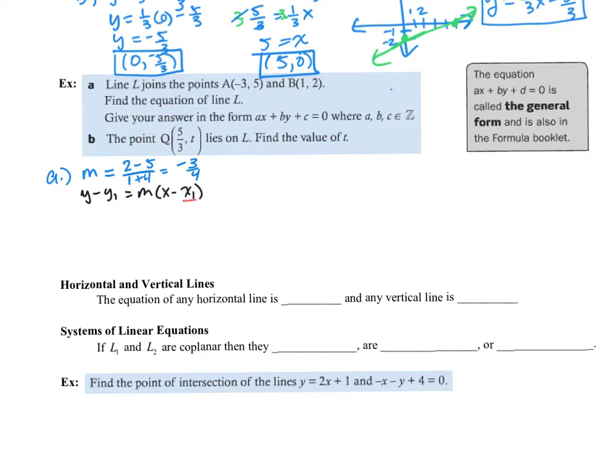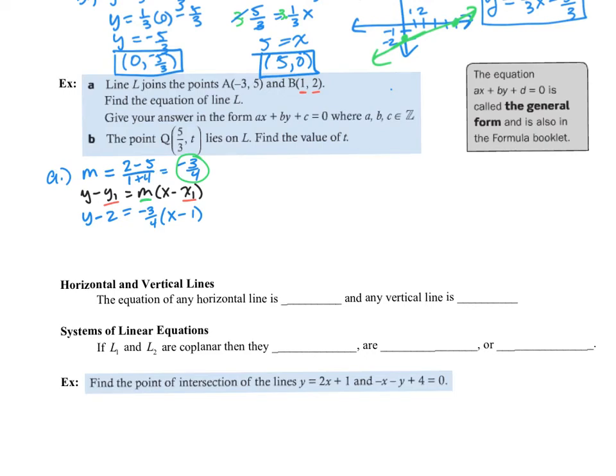So in x1, y1, I'm going to put the coordinates of either of these points. I think I'll pick the second one because it has all positive coordinates. You can use either point. And then for the slope, I'm going to put in this negative 3/4. All right, so our equation would look like this. y minus 2, that's the y value of the point, equals the slope of negative 3/4 times x minus the x value of our point, okay?